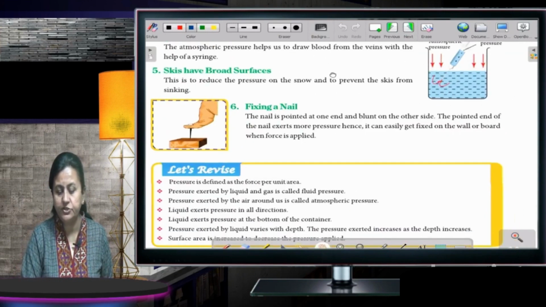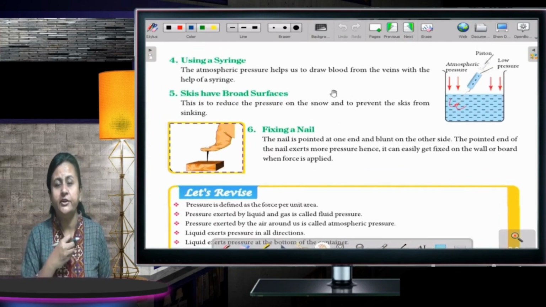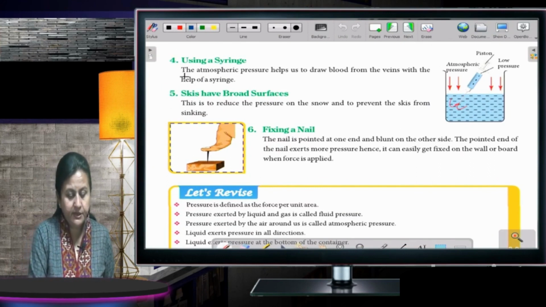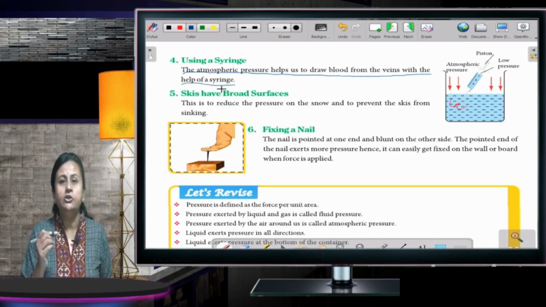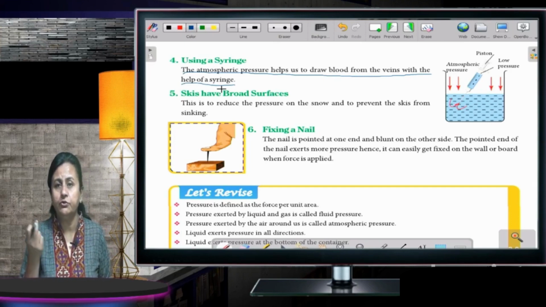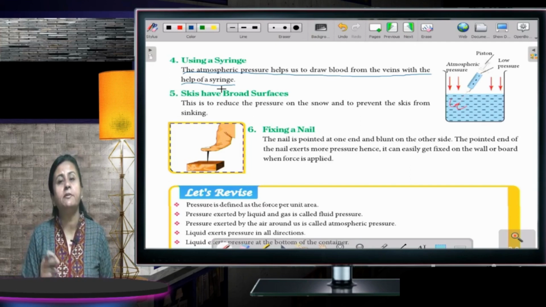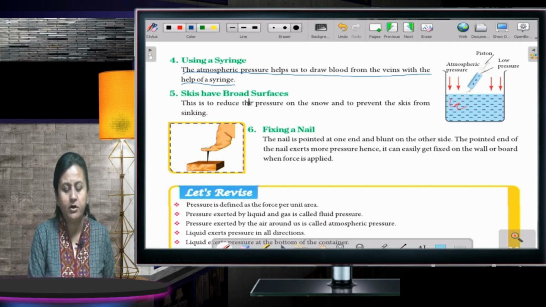Using the syringe. What is a syringe? When you have to get an injection in your body, you use a syringe. The atmospheric pressure helps us to draw blood from the veins with the help of a syringe. You have to inject medicine in your body, so what are you going to use? You're going to use a syringe. And for that, the atmospheric pressure helps us to draw blood from the veins with the help of a syringe.